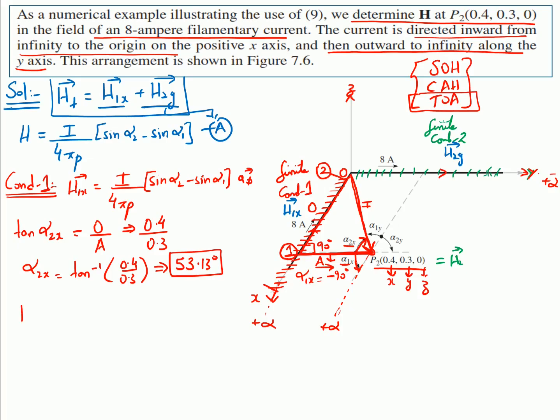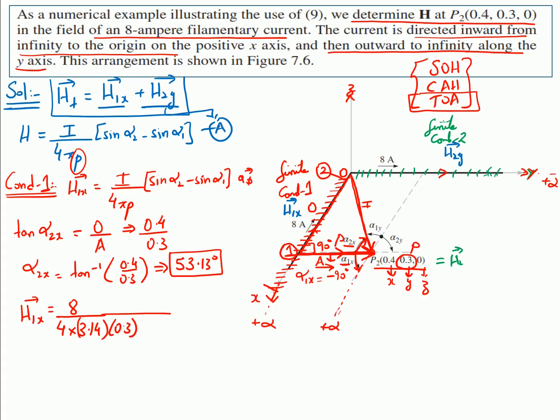Hence my H1x comes out to be, if I use equation number A, the value of current is 8 divided by 4 into 3.14. Now what is the value of rho? If we create a parallel line, the vertical line that is initiating from the source and going towards point P2, this is what we term as a radial component. And since this is parallel to the y-axis, the value will be 0.3 for rho. So it comes out to be 0.3.